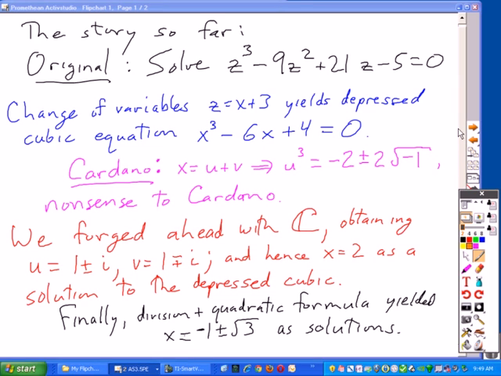The story so far is that we've started with this cubic polynomial equation, z cubed minus 9z squared plus 21z minus 5 equals 0. And we used a mechanism of a change of variables, a rigid horizontal shift of the graph, to depress the cubic equation, to wind up turning it into a new cubic equation, x cubed minus 6x plus 4 equals 0. Now this polynomial in the new variable x has a graph that looks just like the previous one, except it's been shifted to the left 3 units.